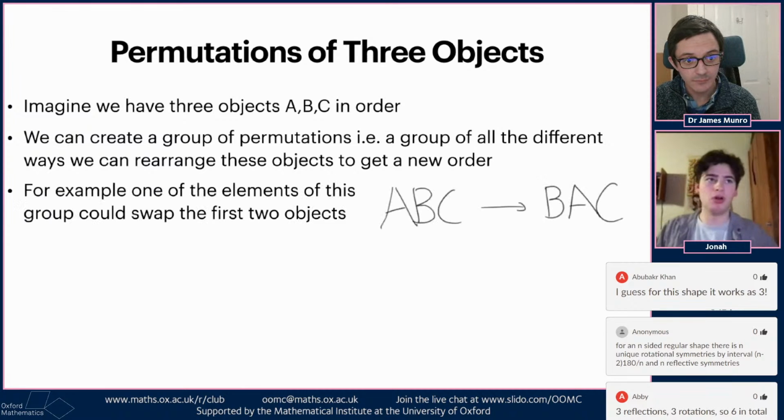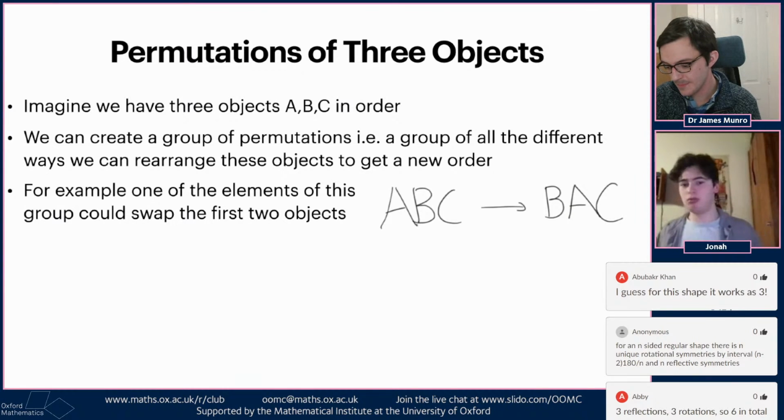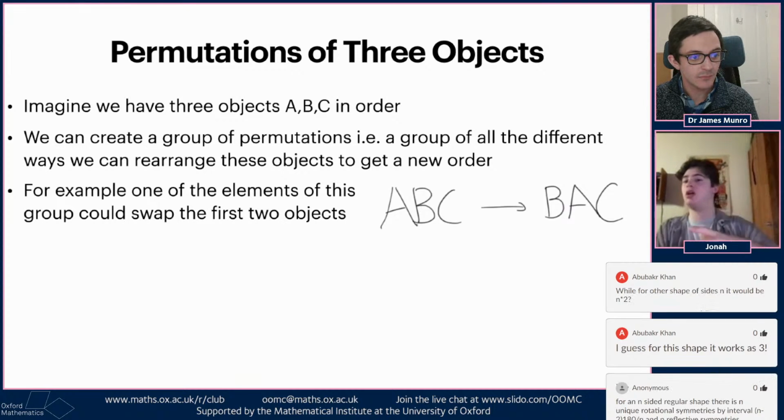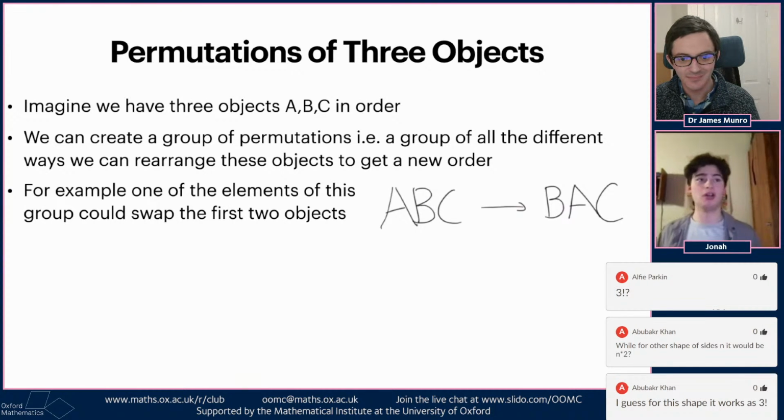For example, one of the ways we could rearrange these objects is to swap the first 2 objects. We go from ABC to BAC, and that's a perfectly good permutation of our 3 objects. And don't think that we can only do this in one fluid motion. Another permutation could be to cycle them around, so we send ABC to CAB, for example. It doesn't have to be just one motion. It's just how we can take the objects A, B, and C and put them in a different order. That's what a permutation is.